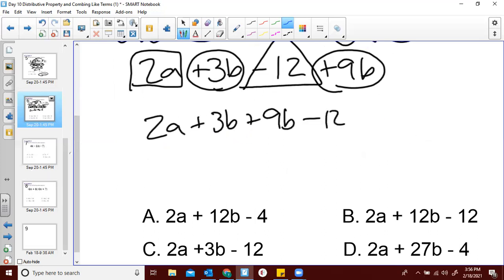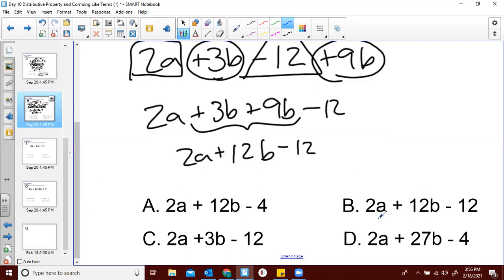Well, the only little math problem I have is 3b plus 9b, which will give me 12b, and then bring down everything that we didn't use. All right, and that's going to give us what, b as an answer.